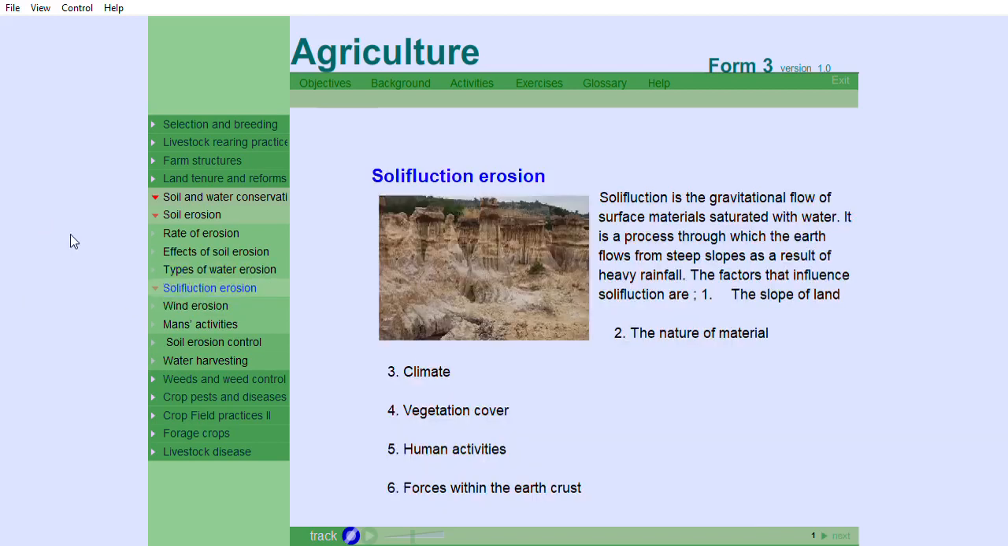Solifluction erosion. Solifluction erosion is the gravitational flow of surface materials saturated with water. It is a process through which the earth flows from steep slopes as a result of heavy rainfall. The factors that influence solifluction are the slope of land, the nature of material, climate, vegetation cover, human activities, and forces within the earth's crust.